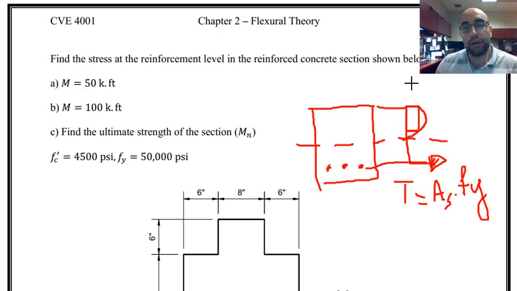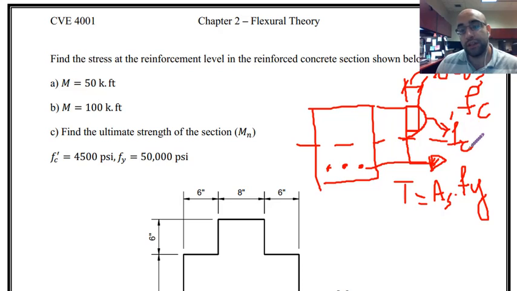The intensity of stress in this rectangular shape will be equal to 0.85 F prime C. The maximum stress for the actual stress distribution is F prime C, but this is nonlinear. That's why we replaced it with this rectangular shape.